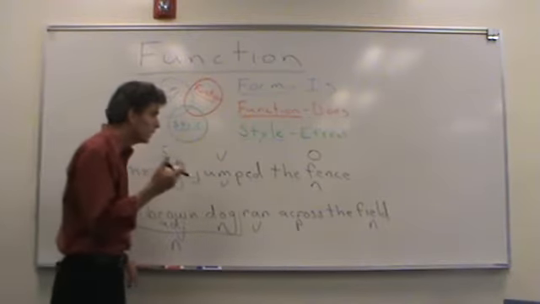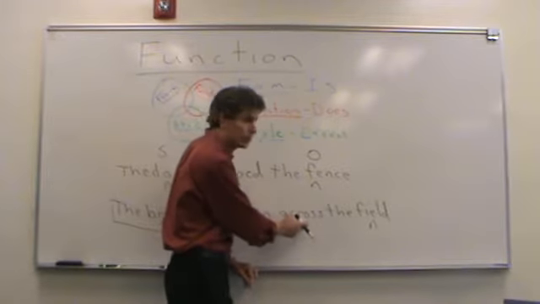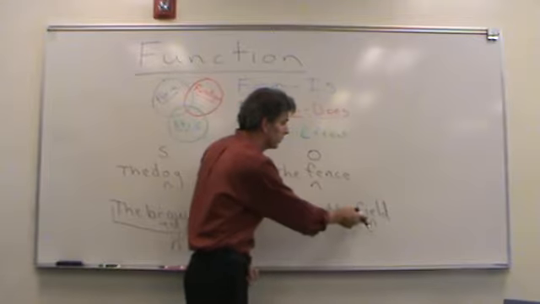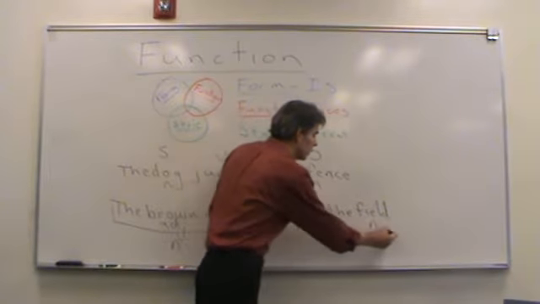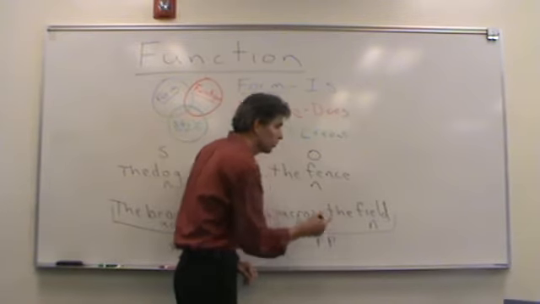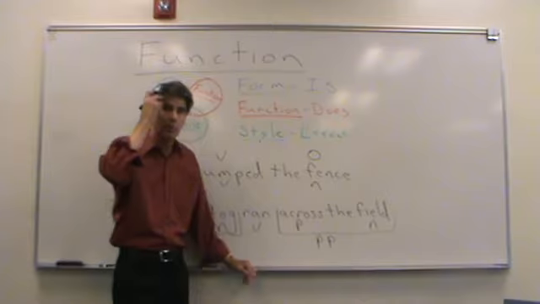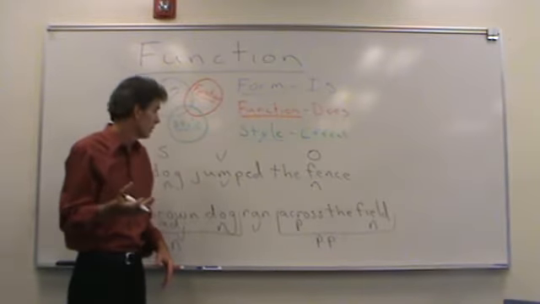Okay? And the same thing's going to happen with across the field. Across is a preposition, the is an article, field is a noun. This is going to function or become a single unit of a prepositional phrase. That's what it's going to become. It's going to become one unit in our minds. And that's how it's going to function in the end.